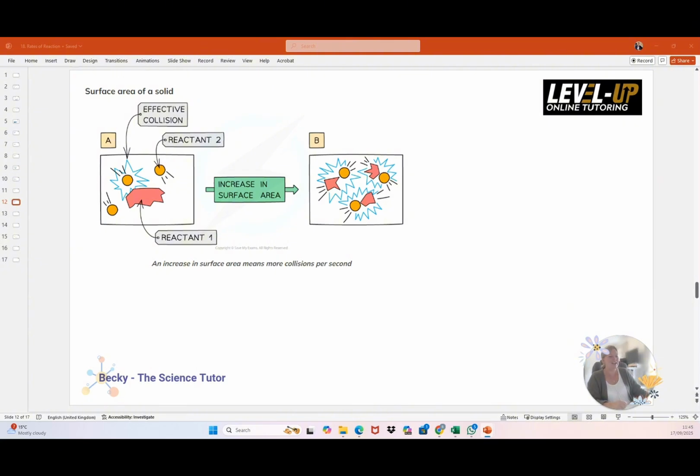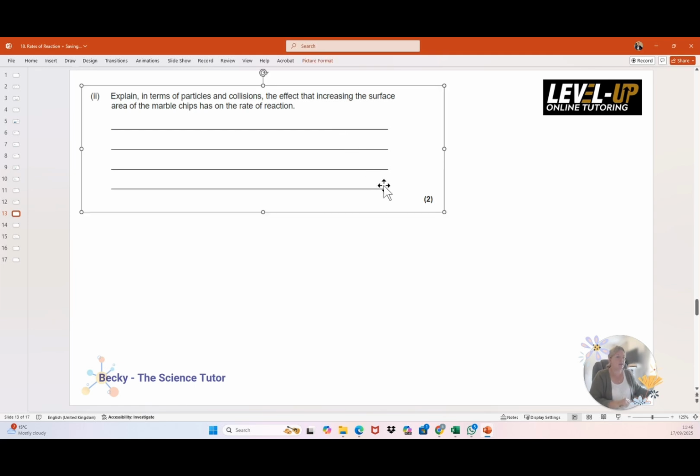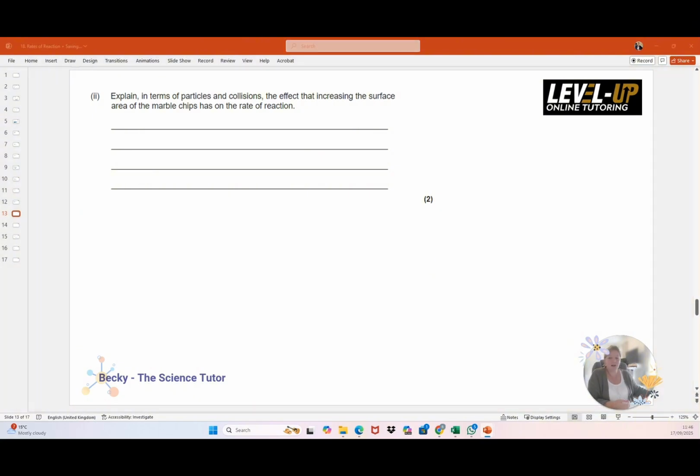So if we increase the surface area, it increases the rate. Why? Well, essentially we get more collisions because we've got more area exposed where those collisions can occur. Okay. So let's follow our same pattern. Explain in terms of particles and collisions the effect of increasing the surface area of the marble chips on the rate of reaction. Okay, so just 2 marks for this one because this is what we were just talking about.